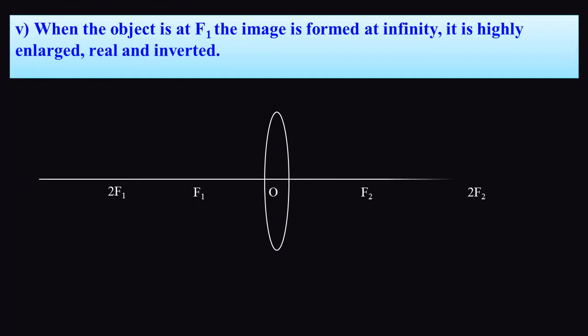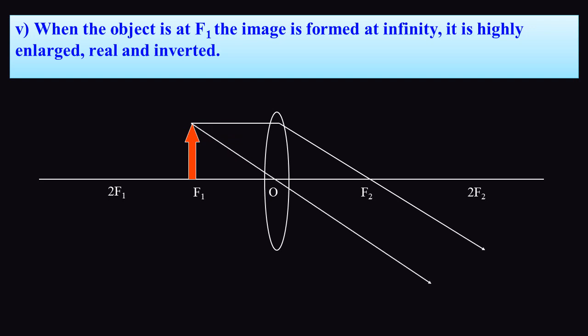Next, when the object is at f1, then the image will form at infinity, because after refraction the refracted rays will not coincide at any point. They are parallel to each other, that's why it is forming at infinity. So the image is highly enlarged, real, and inverted.